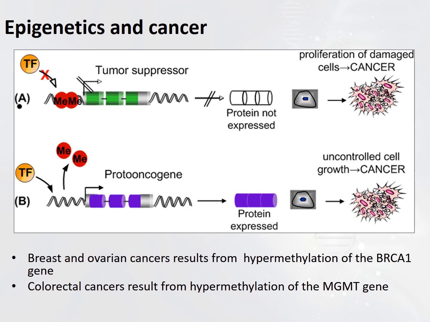The other type of cancer that is correlated to epigenetics are some types of colorectal cancers that result from hypermethylation of the MGMT gene, which is another gene that is involved in DNA damage repair. So basically the same mechanism applies in both cancers, where a gene that is involved in DNA damage repair gets turned off and it doesn't do its job and allows mutated cells to proliferate.